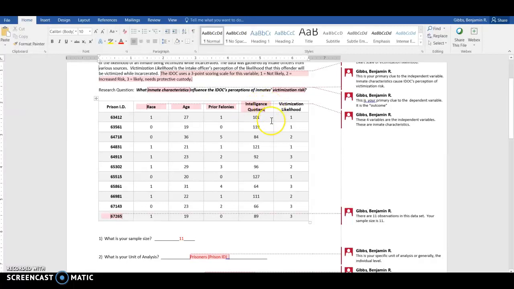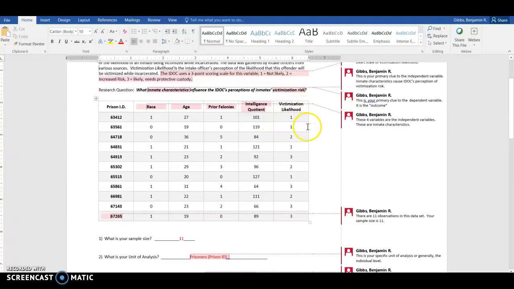We've already covered the idea of intelligence quotient. This is an interval level variable or measure, because you can rank order them from lowest to highest, highest to lowest. You can do math on them, meaning an individual with an IQ of 101 has an IQ 18 points less than an individual with 119. But at the same time, there is no true 0.